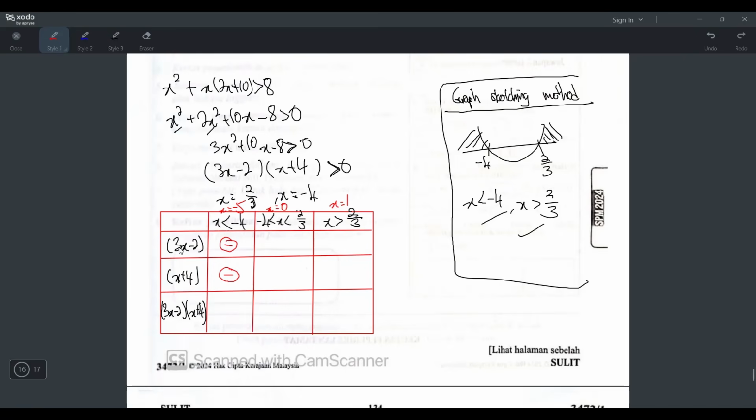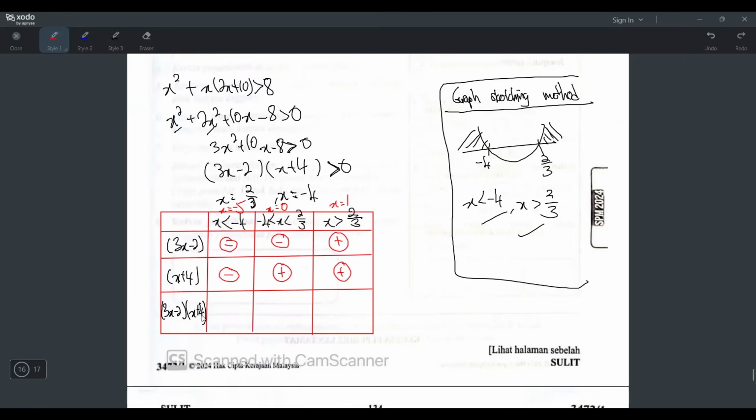Sub 0. 0 times 3, 0. 0 minus 2, negative 2. So it's negative. Sub 0 here, 0 plus 4 is positive 4. So it's positive. Sub 1 here, 1 times 3, 3. 3 minus 2, positive 1. So it's positive. Sub 1 here, 1 plus 4, 5. So it's positive, right? Okay, what about for this?